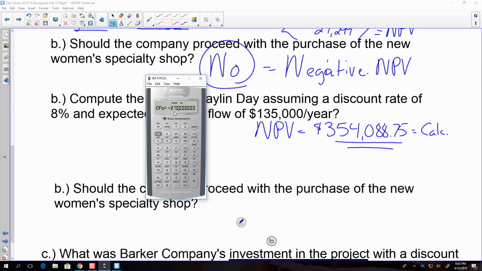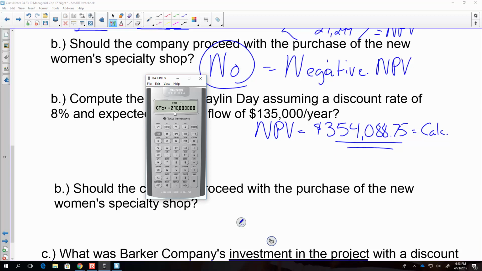Sorry, now I gotta start over. Yeah, just go to cash flow, click cash flow first. There you go. Now enter the 270 negative. Enter. Down arrow. 135. Enter. Very good. Okay. And then 6. Enter. Enter. And that's it. But then I have to put 8 in.